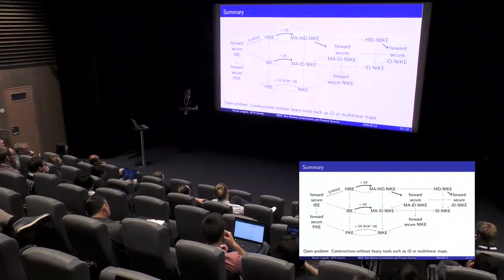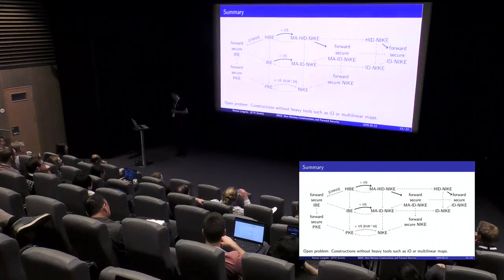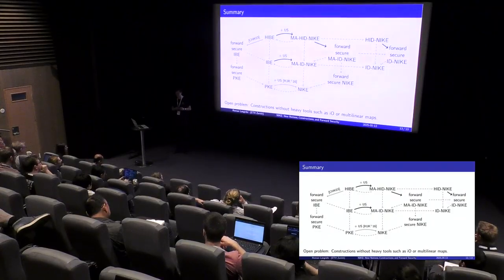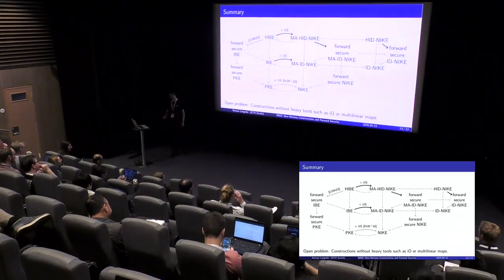Okay, and finally I want to conclude with an interesting open problem, and that is to construct multi-authority ID Nike and maybe even the hierarchical variant from weaker assumptions, so assumptions that don't need heavy tools such as I/O or multilinear maps. And yeah, I think it's quite a challenging problem. And to solve this, I think we probably need to make progress on building hierarchical identity-based Nike from weaker assumptions first. Okay, thank you.